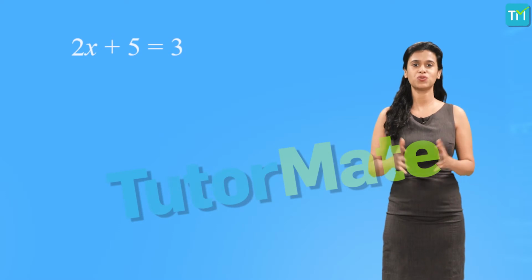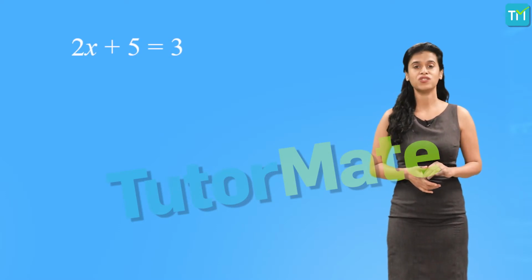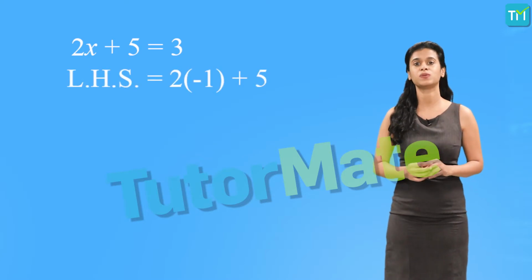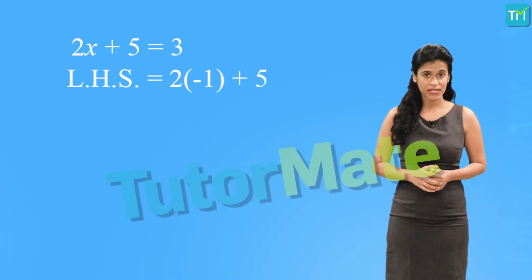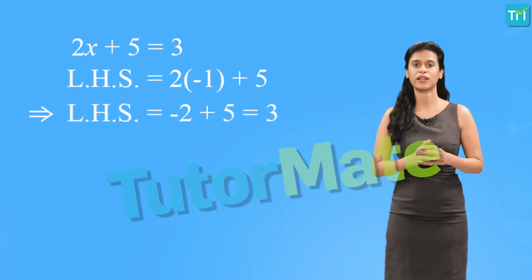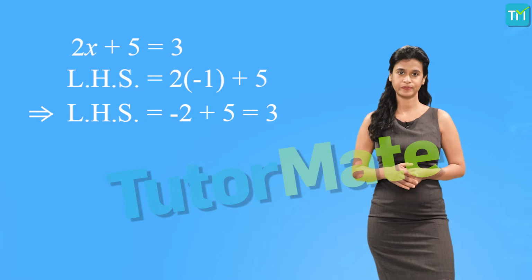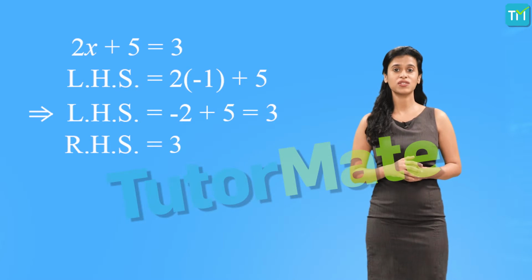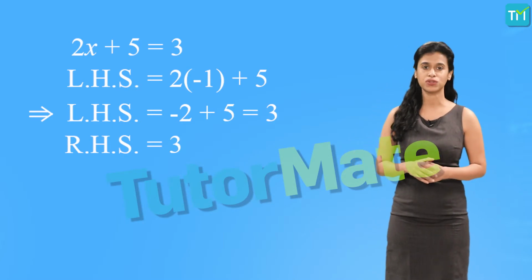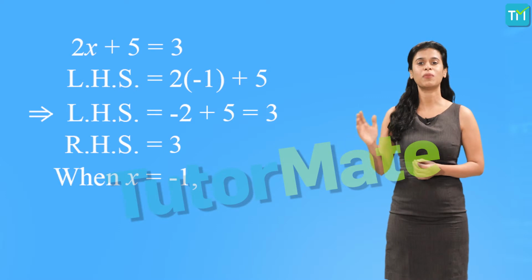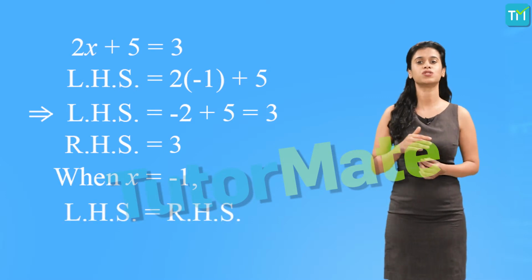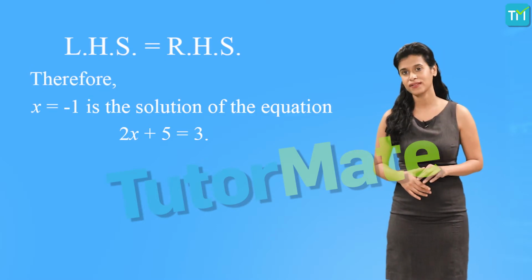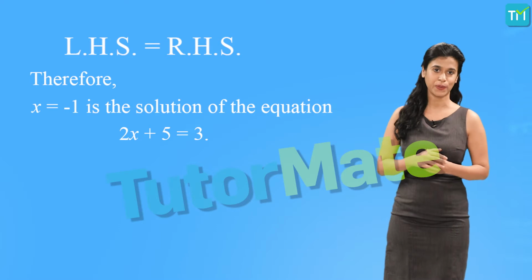We'll take the equation 2x plus 5 is equal to 3 and replace x with minus 1. Our left hand side or LHS will be 2 into minus 1 plus 5, which is equal to minus 2 plus 5, and that is equal to 3. Also, guess what? That checks out since our RHS or right hand side is also equal to 3. So when x is equal to minus 1, then LHS is equal to RHS, and thus we can say that x is equal to minus 1 is the solution of that equation.